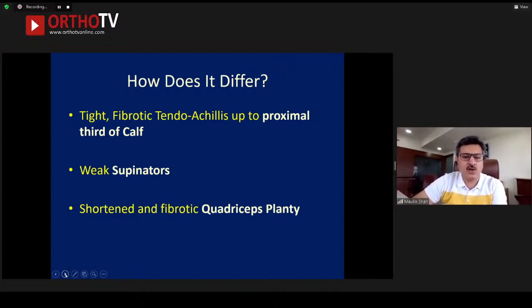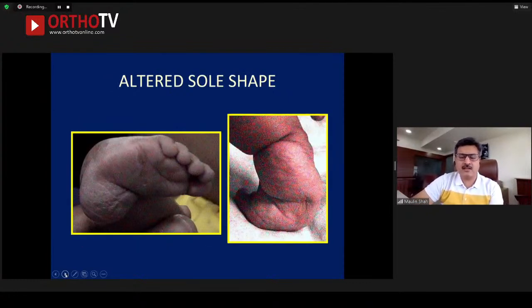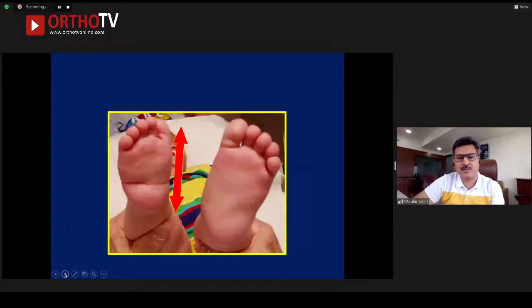And as these patients also have a short and fibrotic quadratus plantae, forefoot equinus is one of the important elements. So if you see the sole of these children, on the typical Clubfeet, you will see the plantar crease only on the medial side, while on the atypical, you will see the plantar crease running across the sole completely. And this is the most important and conspicuous finding. So try to watch the sole completely and you will be able to diagnose it. Because of the tight quadratus plantae, the sole shape would look very abnormal, and that should arouse the suspicion that this is not a normal Clubfoot, this is an atypical one.